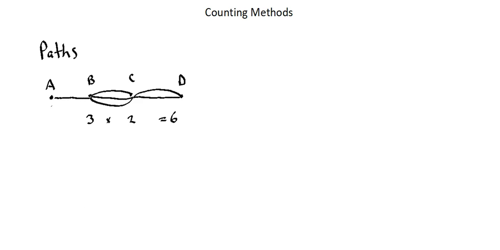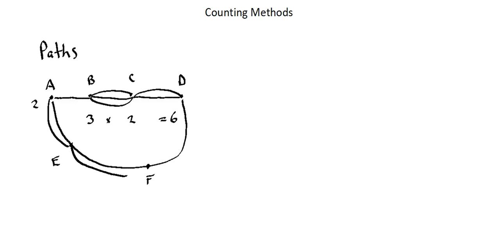Now let's say from A to D we have another possibility. And along this path, we have the points E and F. And let's say that to get from A to E, we have 2 possibilities. And to get from E to F, we have 3 possibilities. And from F to D, we have 2 possibilities. At E, we have 3, and then at F, we have 2.